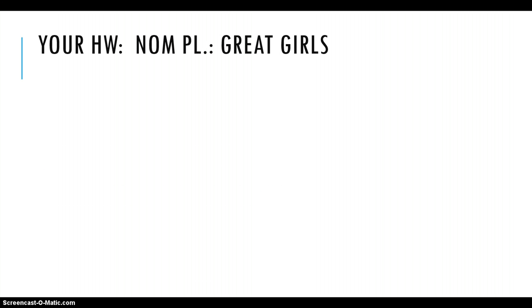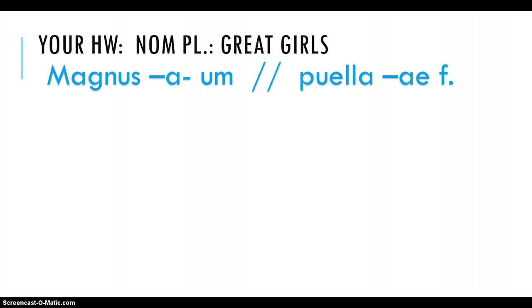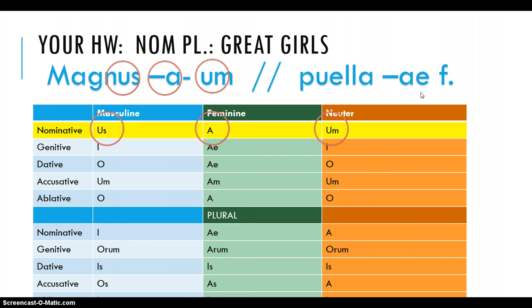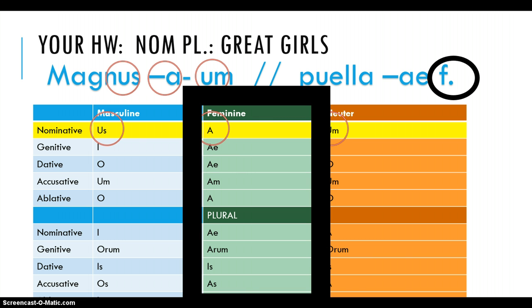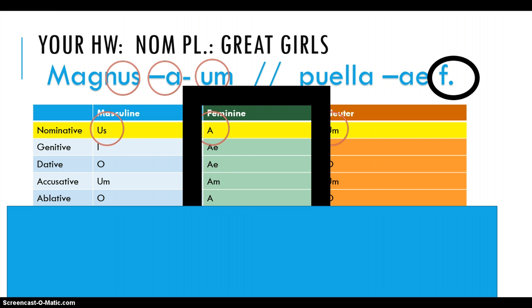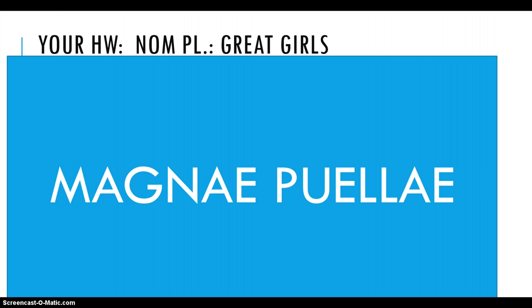The first one in your homework says nominative plural, great girls. So we're going to want to say great girls in the nominative plural. So great is magnus, a, um, a first and second declension adjective, and then puella, feminine, is first declension. So since both of these words are going to come from the same chart, the endings are probably going to look the same. So puella is feminine, so we're interested in this feminine chart. We want nominative plural, so we're going to go to AE, meaning we're going to say great girls, magnae puellae. They're both first declension, so the endings match.